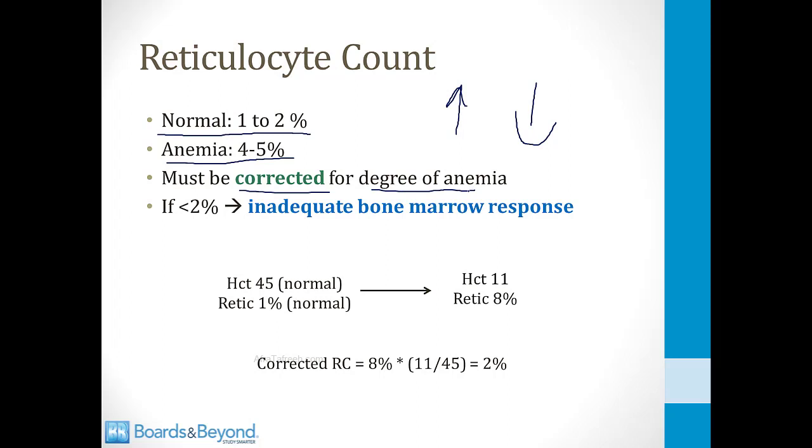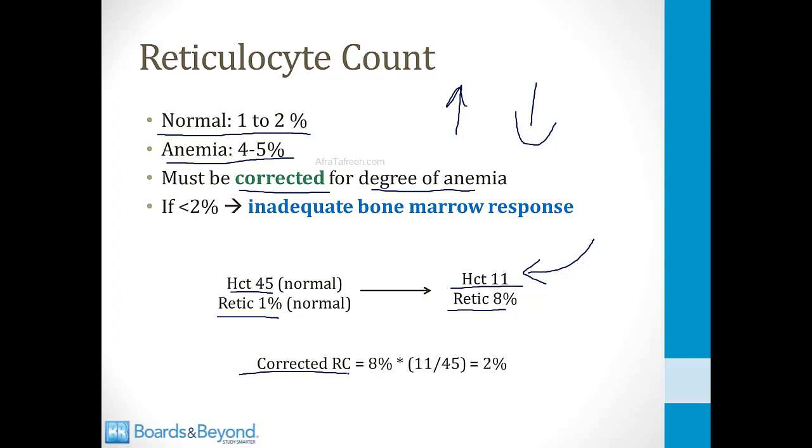Let me explain. Let's look at these numbers on the bottom of the screen. So imagine a patient has a normal hematocrit of 45 and a normal reticulocyte count of 1%. Now imagine that patient develops a marked anemia with a hematocrit of 11. Well, the reticulocyte count will rise simply by virtue of the fact that there are fewer red cells. In other words, even if the bone marrow doesn't produce any more reticulocytes, the reticulocyte percentage will go up because there are fewer red cells. So what you need to do in order to determine whether the bone marrow response is appropriate is you need to correct the reticulocyte count.